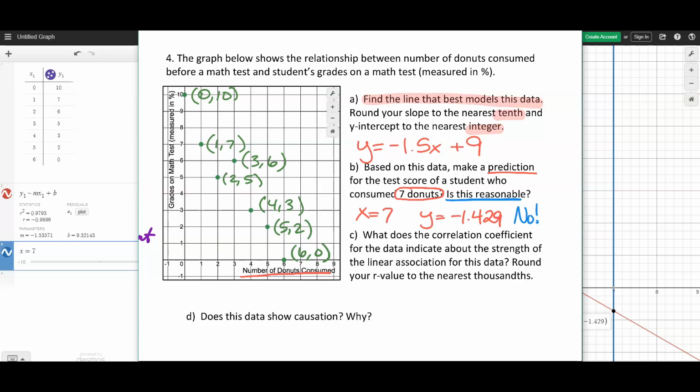Letter C says, what does the correlation coefficient, what letter is correlation coefficient? R. What does the data indicate about the strength of the linear association, round it to the nearest thousandths, which is 3 decimals. So if I look at my R value back on my screen from Desmos, not R squared, R value, R squared is something you'll use in college, not right now. The R value here is negative 0.98, and then I look and if it's 5 or more, raise the score, 4 or less, let it rest. So I actually need to raise this one up to 10, which means this should actually be 0.990.